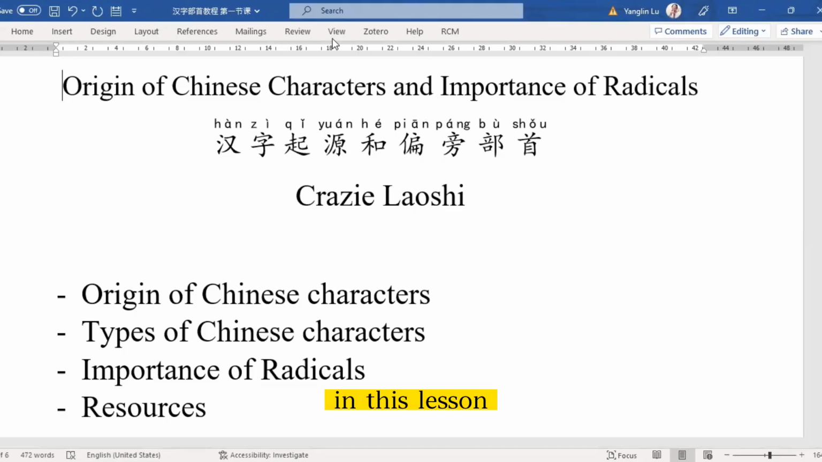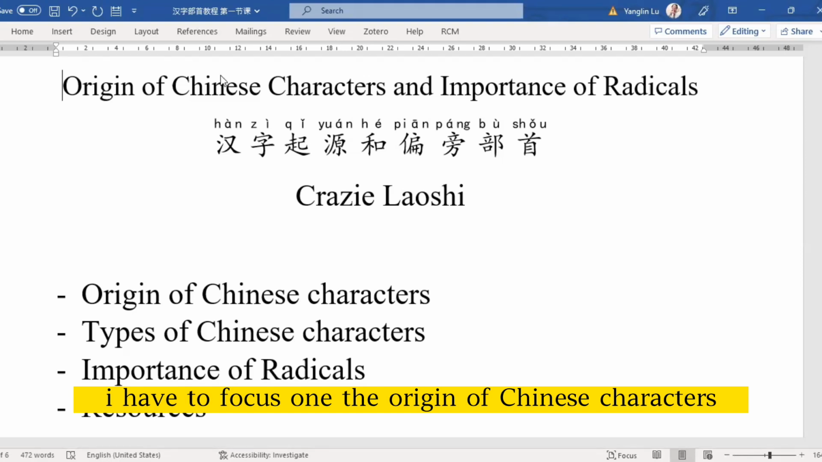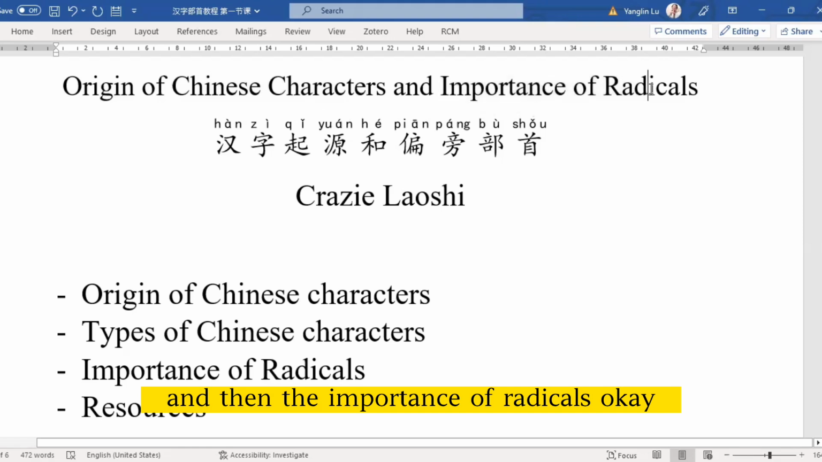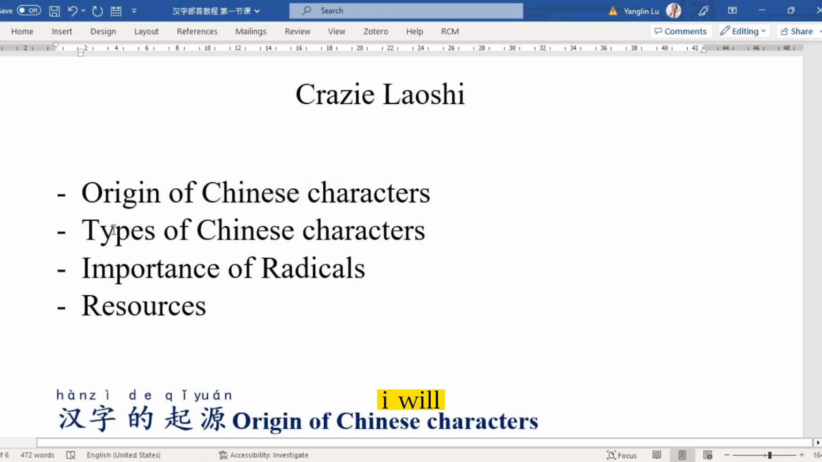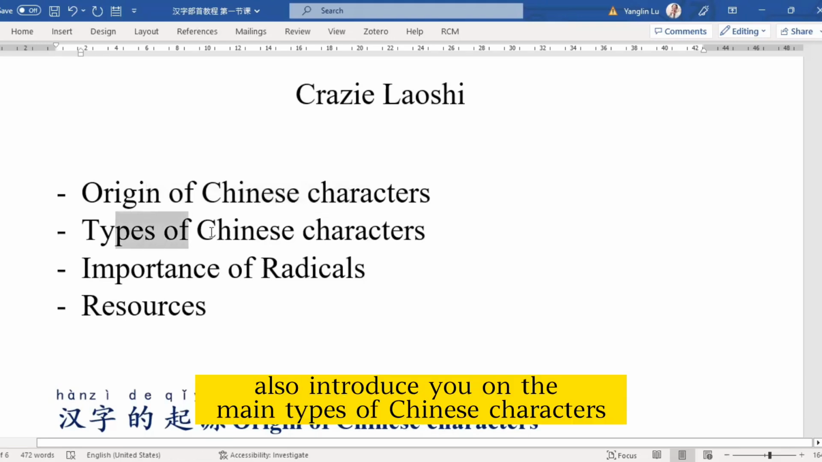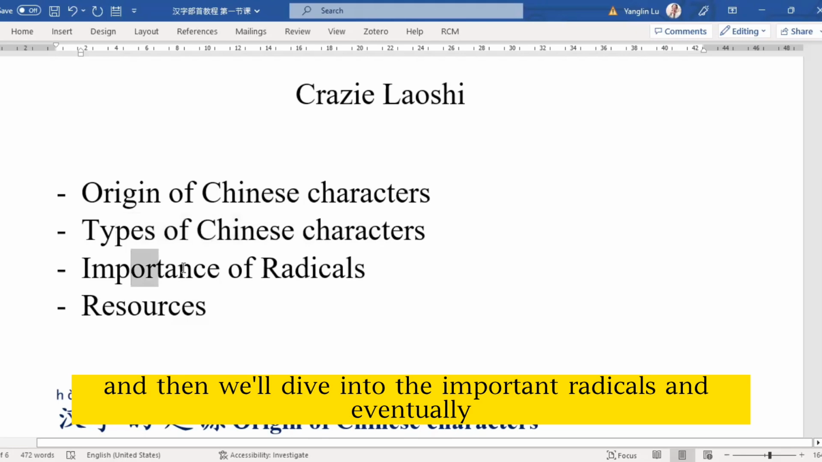So in this lesson, I have 2 focuses. One, the origin of Chinese characters, and then the importance of radicals, okay? In the origin of the characters, I will also introduce you to the main types of Chinese characters. And then we'll dive into the importance of radicals and eventually the resources.